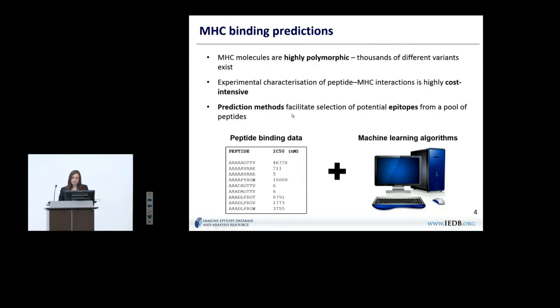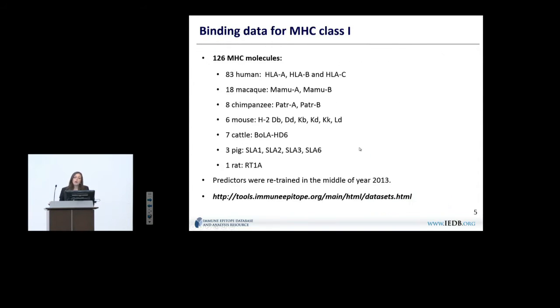Prediction methods facilitate the selection of potential epitopes, the peptides that can actually bind to MHC molecules. From a large set of peptides, you can predict the ones that are most likely to bind. How we do this is that we have experimental peptide binding data, and Bjorn presented this yesterday as well. We have peptide sequences and the binding affinity of each peptide, so we can use these large sets of data to train machine learning methods, such as artificial neural networks. We then get a prediction tool, which can later be used to run predictions on unknown or new peptide sequences.